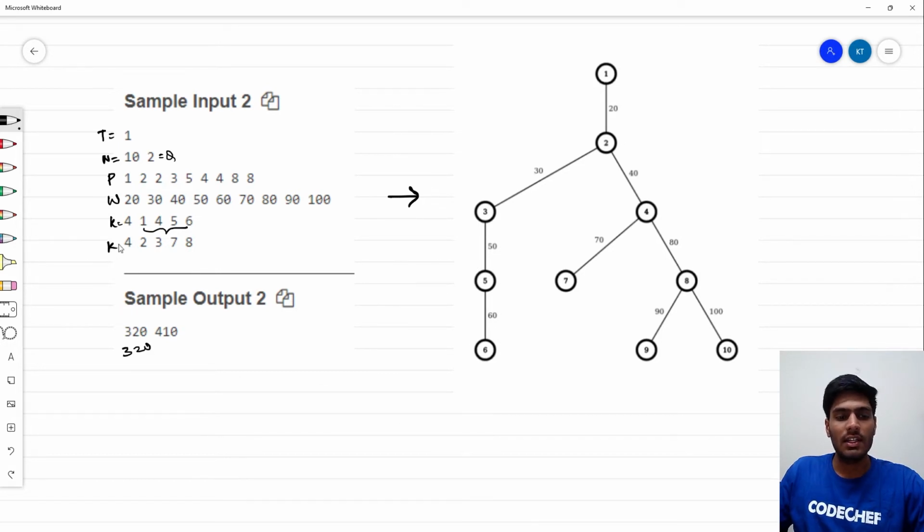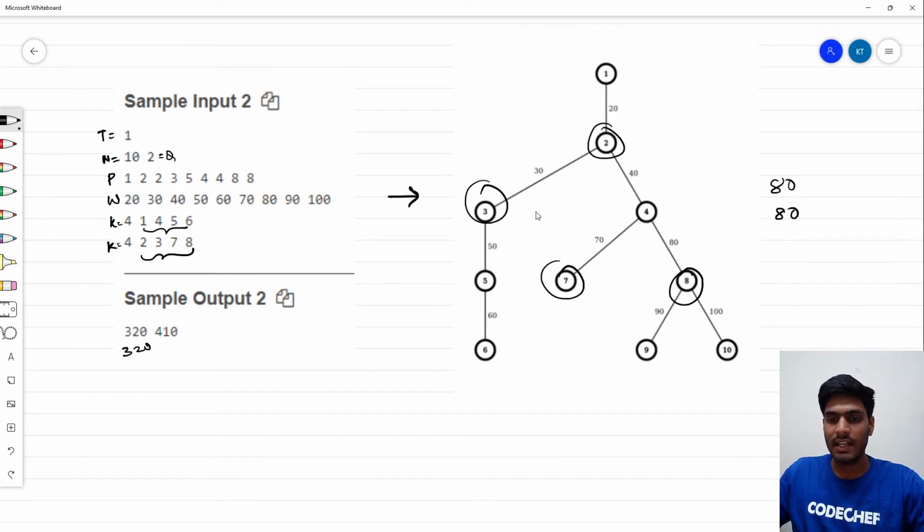For the second query, k is again given 4 and these are the 4 vertices, 2, 3, 7 and 8. For 8 and 7, the answer is 80. For 8 and 2, the answer is again 80. For 8 and 3, the answer is 80. For 7 and 2, the answer is 70. For 7 and 3, the answer is 70. For 2 and 3, the answer will be 30. So to sum it up, the answer should be 410, which is also given here.